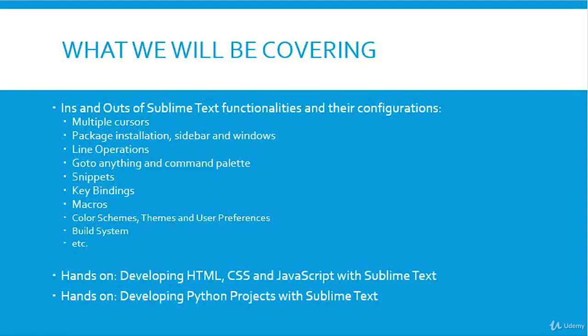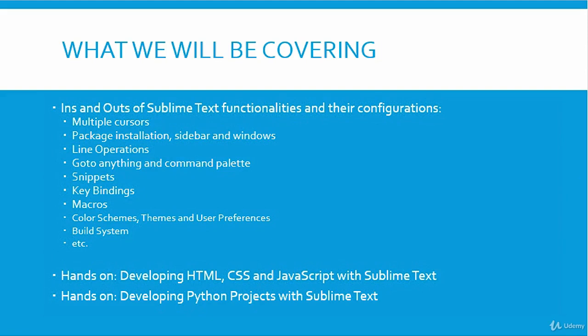In this course, we will be covering various topics of Sublime Text that aim to make you a Sublime Text master. We will be covering ins and outs of Sublime Text functionalities and their configurations. In particular, the topics we are covering include multiple cursors, package installation, sidebar and windows, line operations, go to anything and command palette, snippets, key bindings, macros, color schemes, themes, and user preferences, build system, etc.